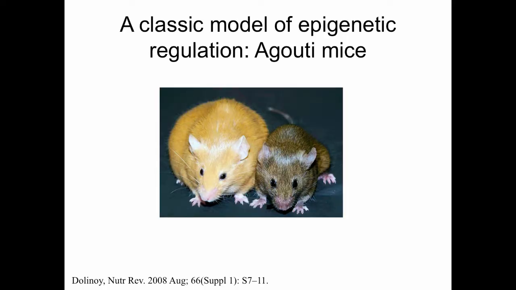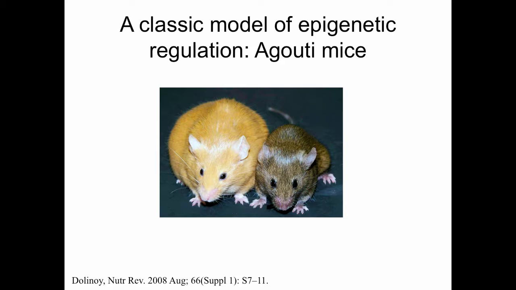Let's talk about this study, which I think is very interesting, which is the sort of classic model of epigenetic regulation, and it's these agouti mice. So this was a study that was done at Duke University, now like 10 years ago, which felt like not that long ago, but that was in 2008. And these 2 mice, they're actually genetically identical. So both of these mice have the same exact DNA sequence. However, you can see they look quite different. You have a skinny brown mouse, and a fat yellow mouse.